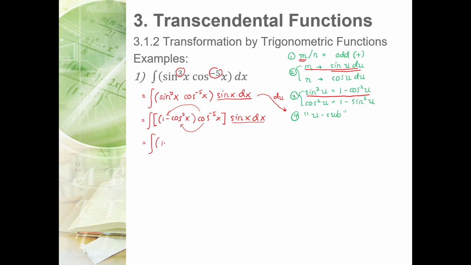Okay, so you have cosine to the negative 5x. So cosine squared, then cosine negative 5, so that's cosine negative 3 of x, then sine x dx. Okay, so this time we can now use the u sub technique since we are done simplifying your integrand.